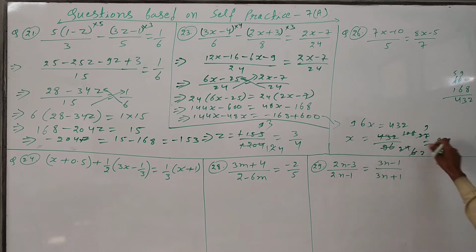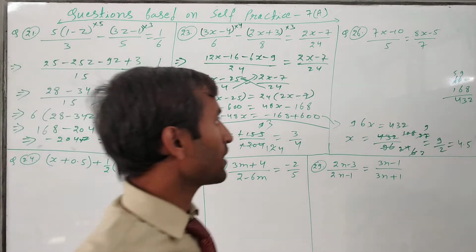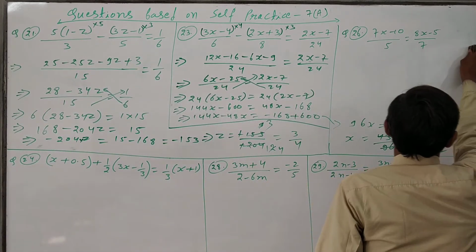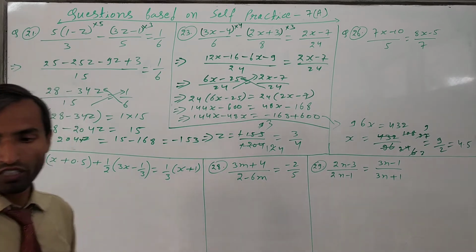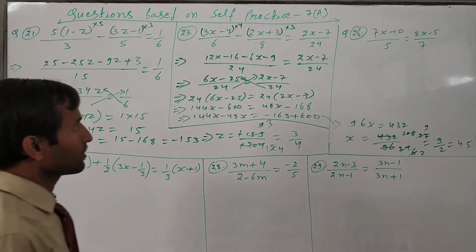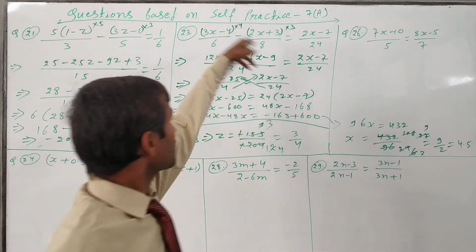The x value is 9 upon 2. Or if you want to find it in decimal, then the answer will come 4.5. So the value of x is 4.5. Or you can answer in mixed fraction also, 4.5. Mixed fraction also will come 4.5, same as it is. Now, this is the answer of question number 23.